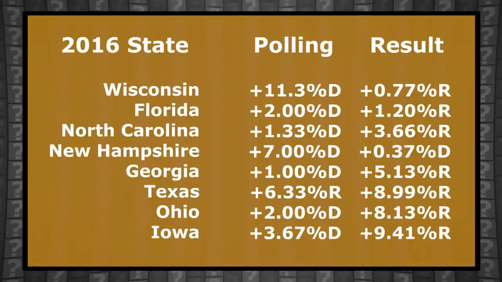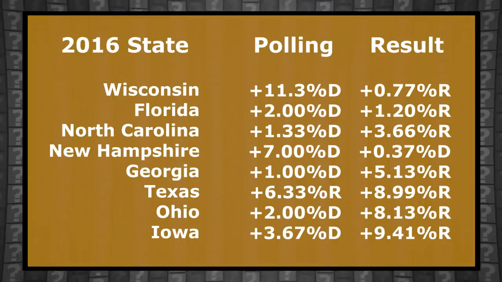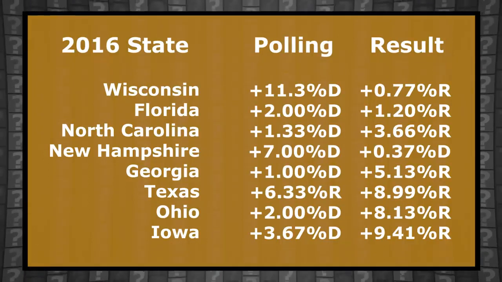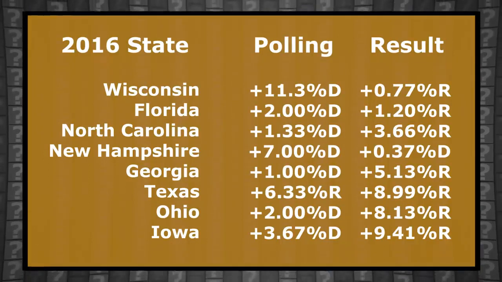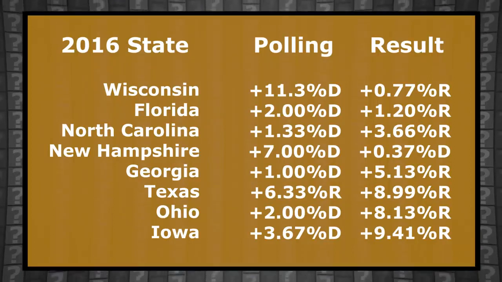At this time of the year, Wisconsin, Florida, North Carolina, Georgia, Ohio, and Iowa were all showing promise for Democrats in opinion polls. But by November, those leads were all lost. Every one of those states went to Donald Trump. So let's look at all of these states on one chart.